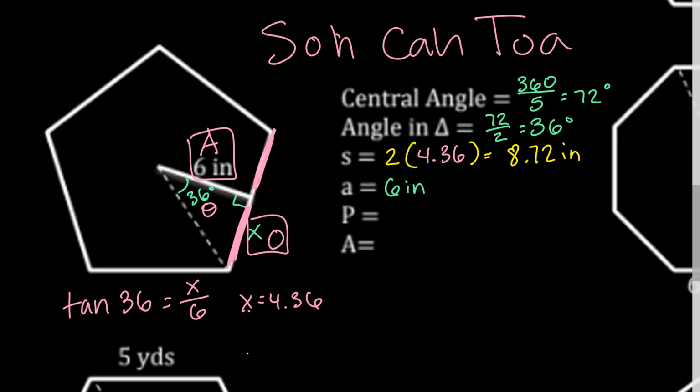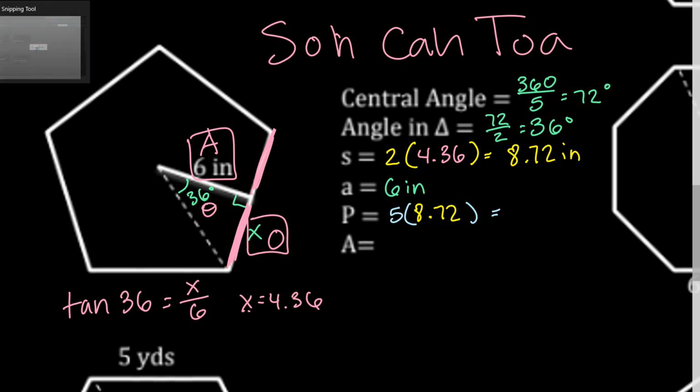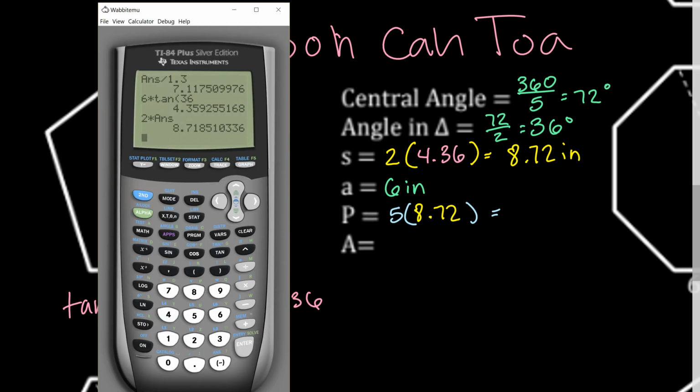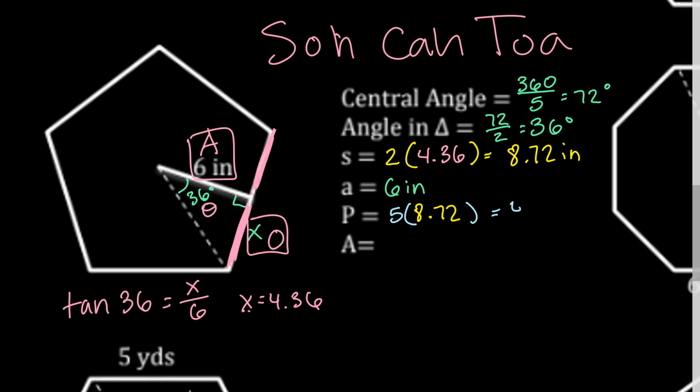So now that I have the side length, what can I easily find? The perimeter, which is what? What do I multiply? 5. There are 5 sides. And what is my side length? So what is 5 times, now am I going to put 5 times 8.72? I'm going to put my previous answer there, 8.718510336 times 5. And I get 43.59.